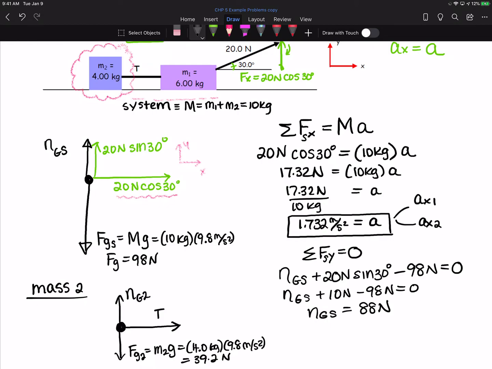Those are the only forces I have acting on mass 2, right? So this is just for this particular mass. I certainly could have looked at mass 1 and it would still work. It's just that there are more forces acting on mass 1. The other thing that I do know is that this mass is accelerating. There is an acceleration of this mass in the x direction, and we found that it was 1.732 meters per second squared. So we know that there is some net force, and that net force that's acting is the tension.